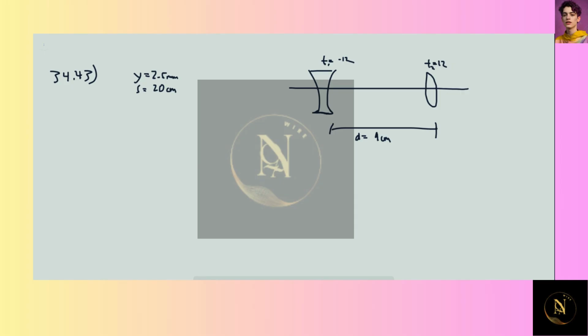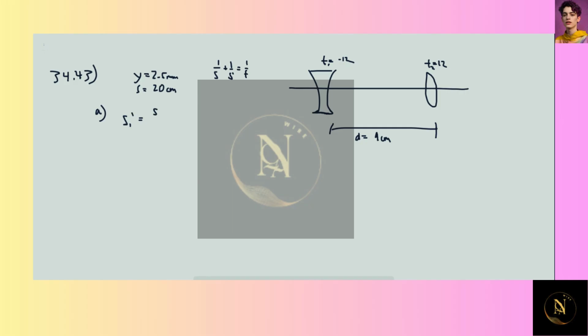Part A asks how far from the first lens is the final image formed. This is a multi-step process. First we find the image location from the first lens, use that as the object location for the second lens, and then find the last image location. So first let's say S1 prime. We can solve the thin lens equation, which I'll write up here, for S prime.